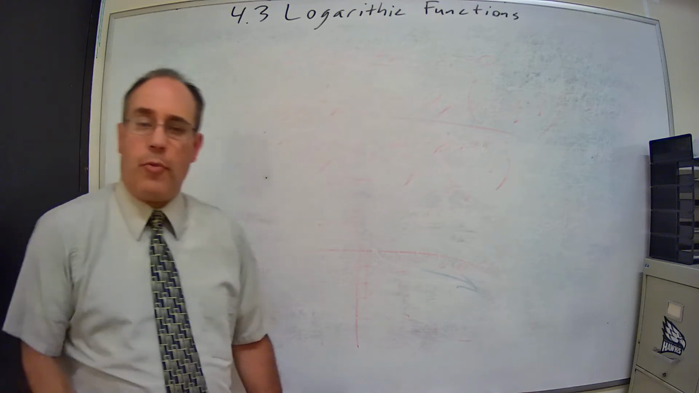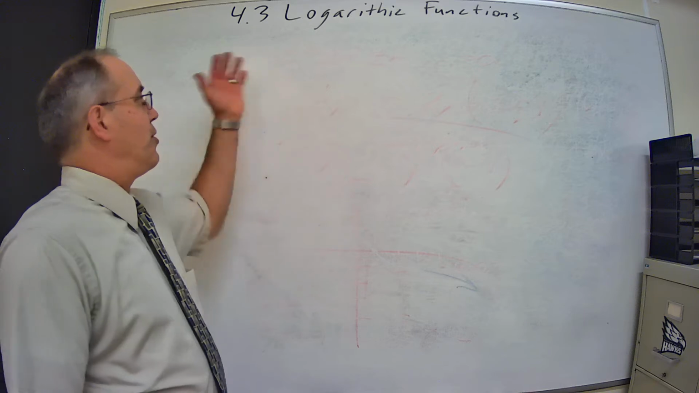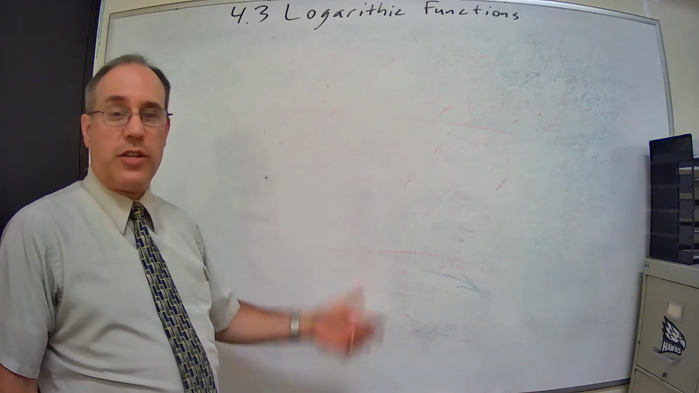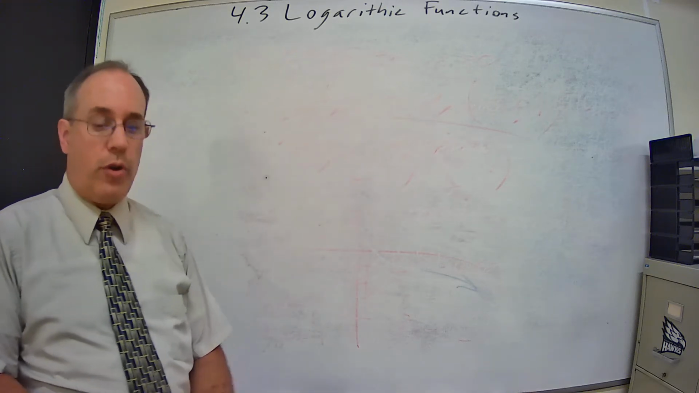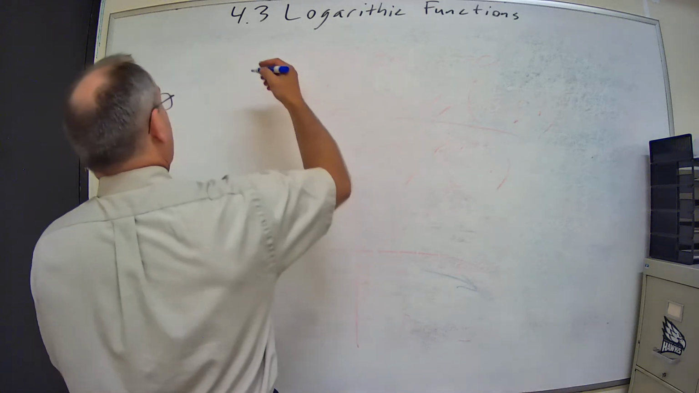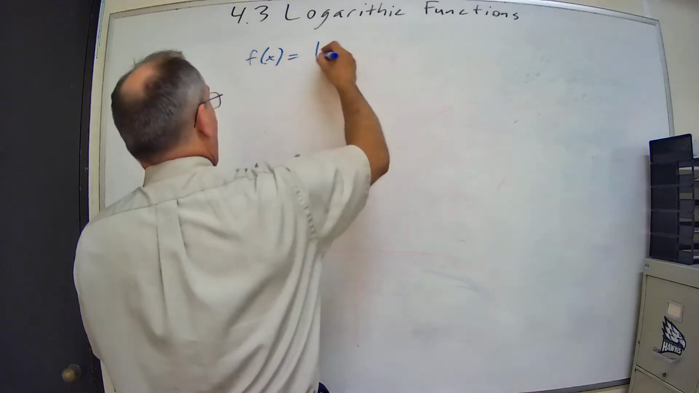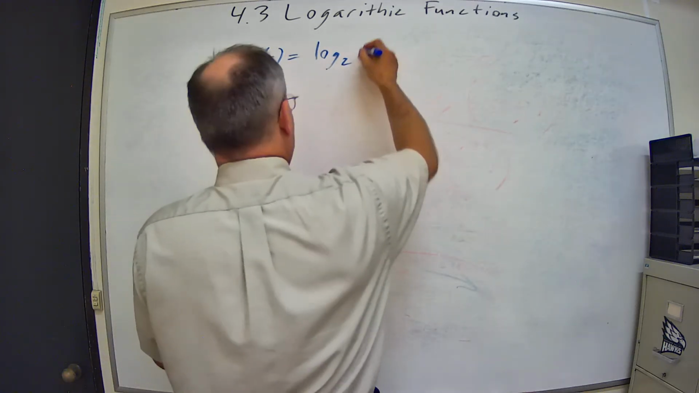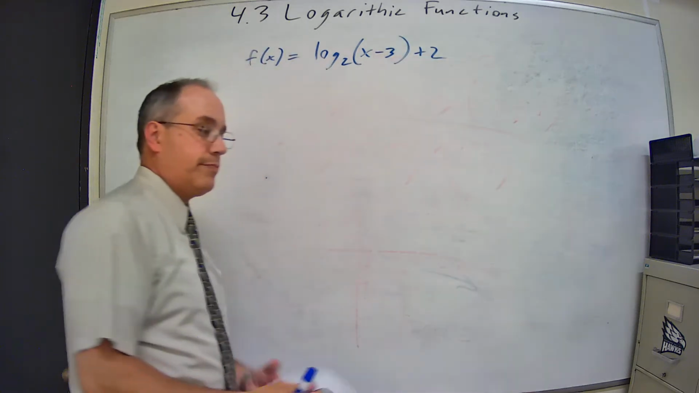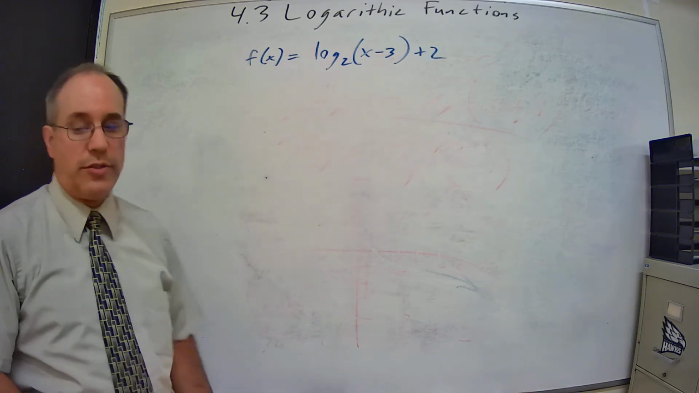Well, let's do another example, but let's throw in some transformations, because we really can do all of the normal things, and then throwing in transformations just allows us to accomplish a little more as we do it. So let's do f of x is equal to log base 2 of x minus 3 plus 2.